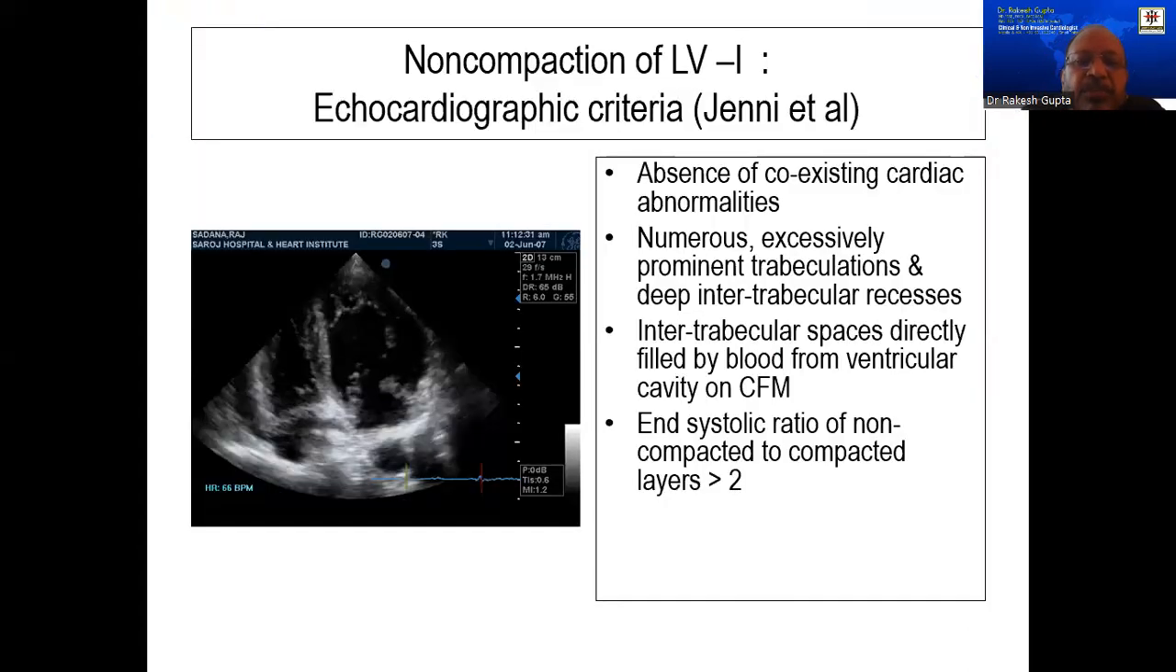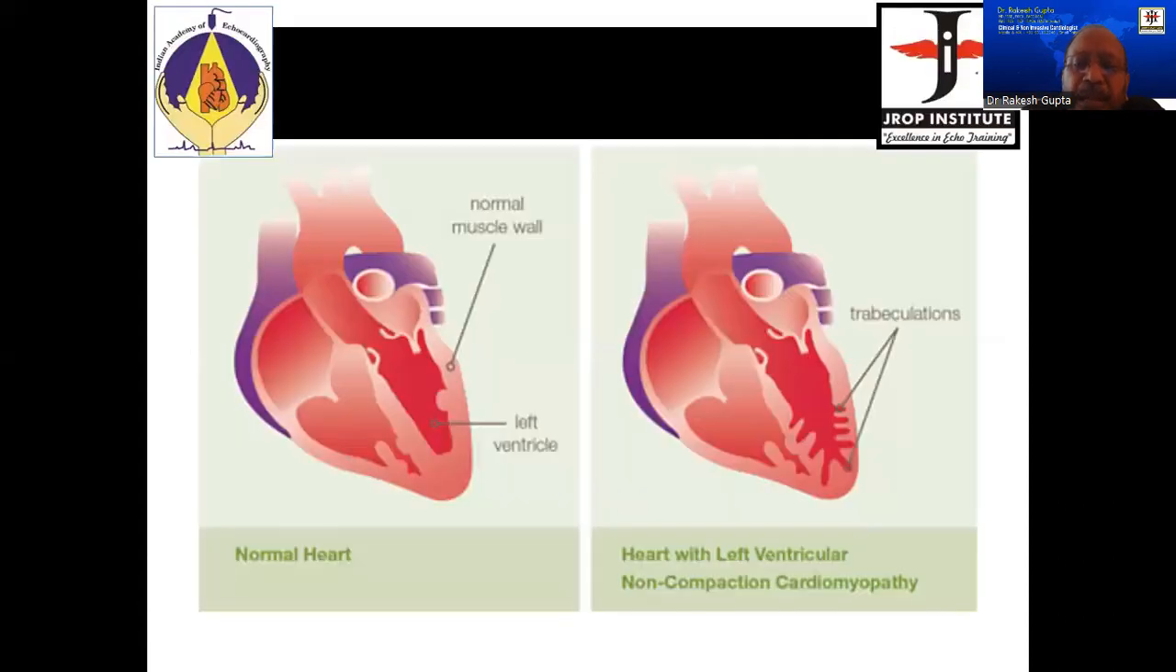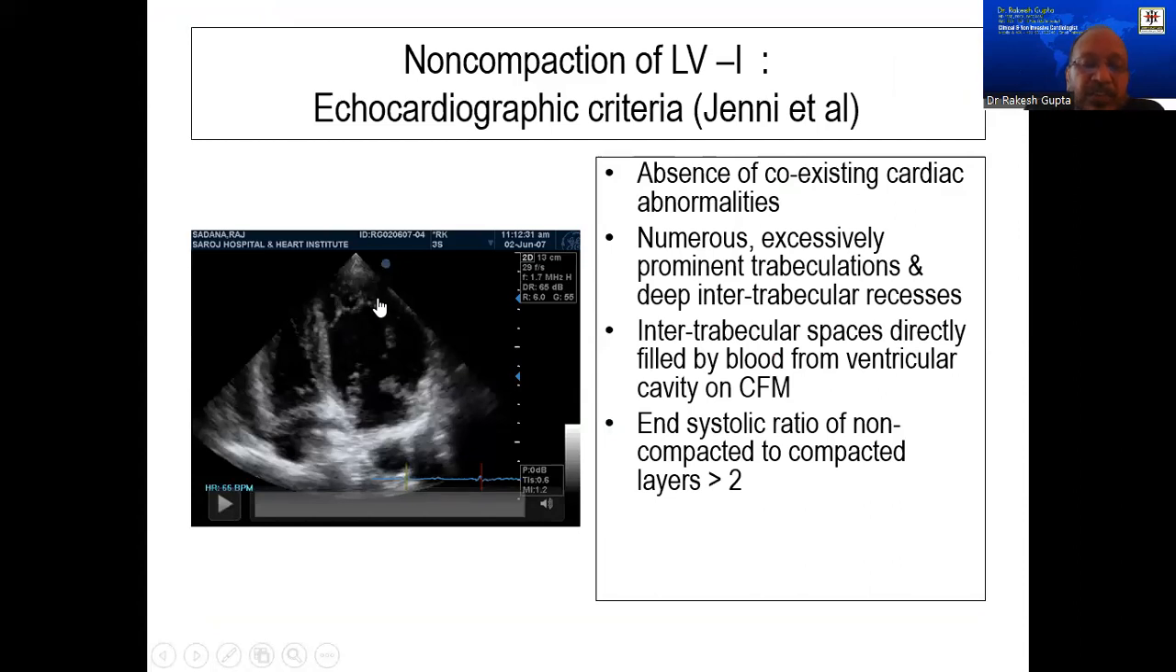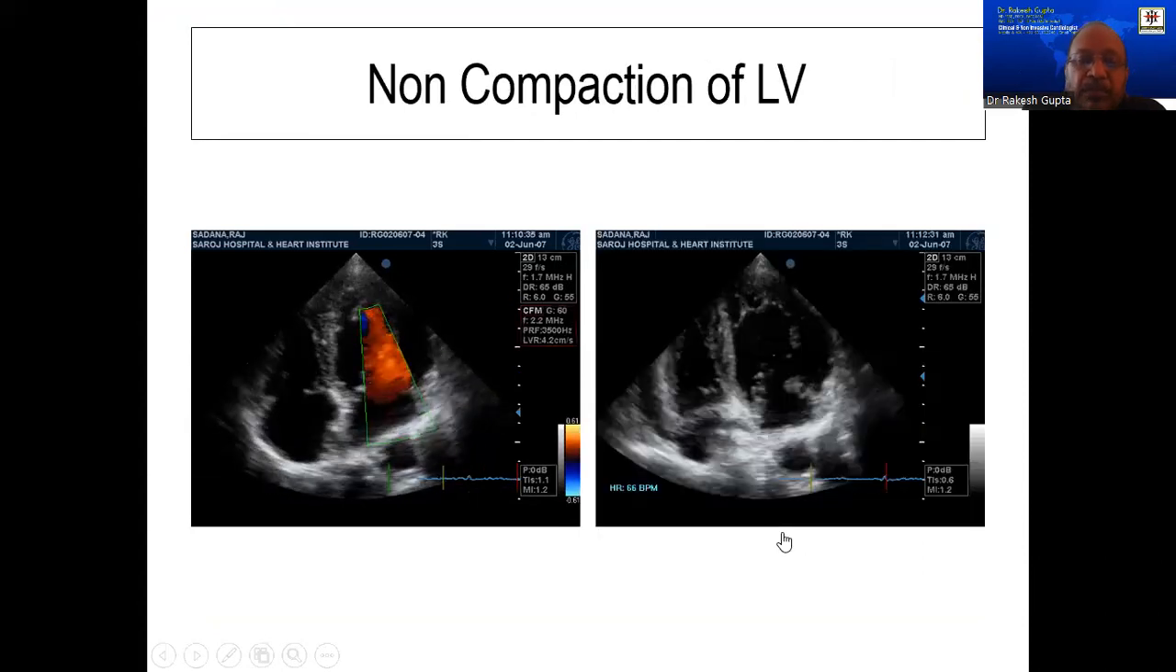There is another entity which differentiates between dilated and hypertrophic varieties. This is known as non-compaction of LV. What is this non-compaction of LV? The LV cavity gets trabeculations, and you are able to see multiple sieve-like structures in the LV cavities in the myocardium. You look at these multiple sieve-like structures over here. And we call them non-compaction of LV when the intertrabecular space is directly filled with blood from the ventricular cavity. And this is known as non-compacted cardiomyopathy.